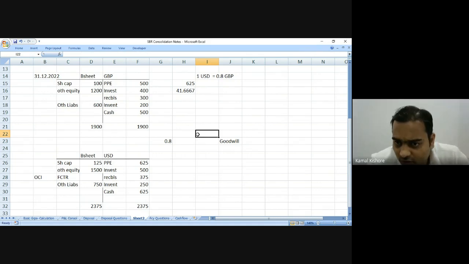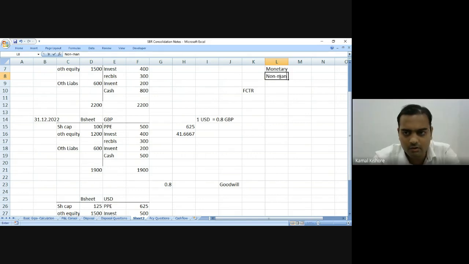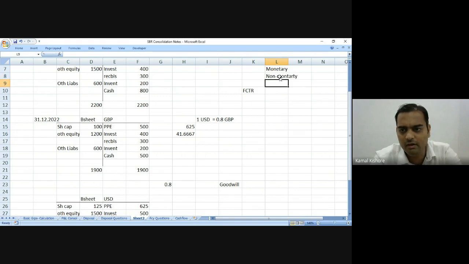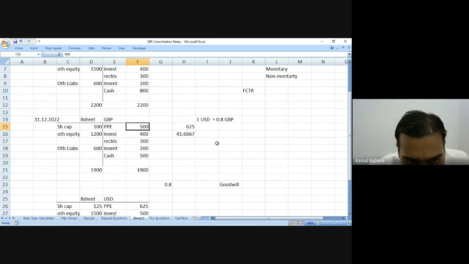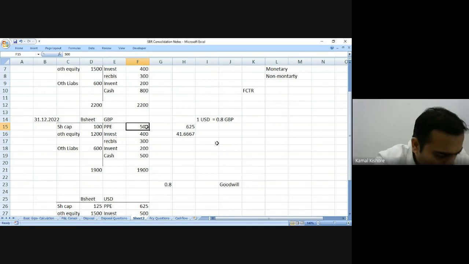Earlier we had the difference of monetary and non-monetary. Inventory and all I would translate at the closing rate, and PPE and all I would translate at the historical rate. Those would also cause a difference. Now we are not having those classifications.